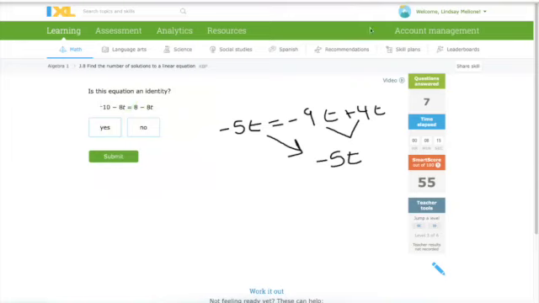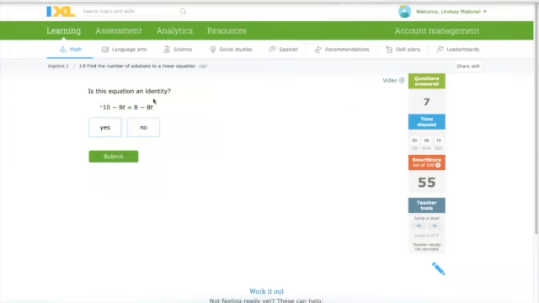Okay. On to the next one. Is this an identity? Meaning, do we see the same thing on the left side as we see on the right side? So when I go to solve this, I have -10 minus 8t. And on the right side, I have 8 minus 8t. Right away, we can see it's not going to be the same because there's different constants on both sides.